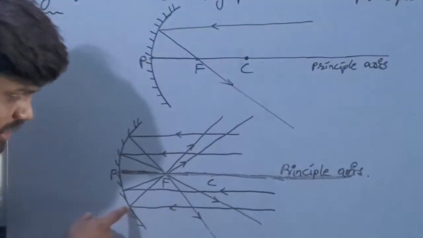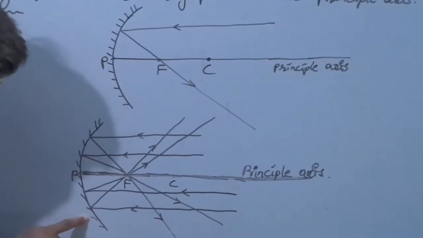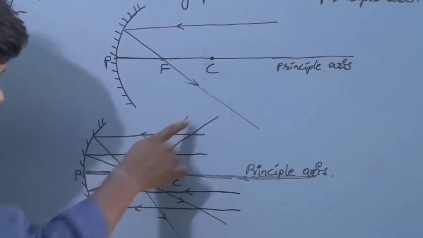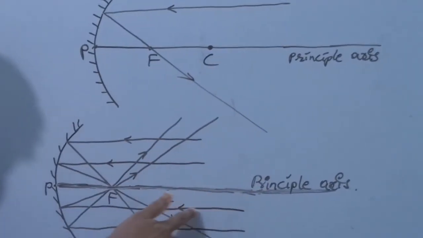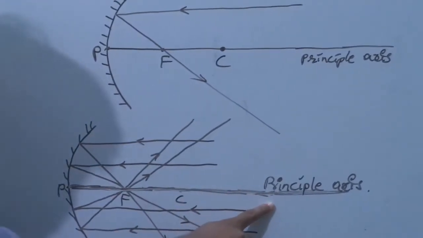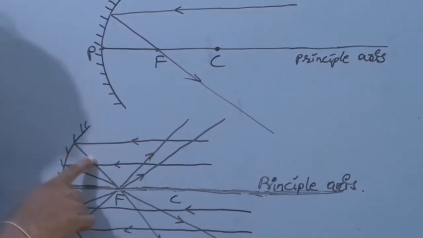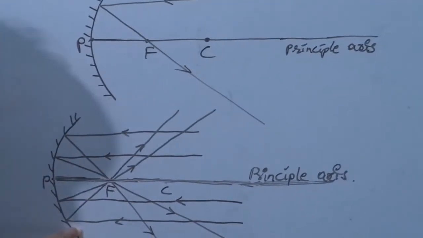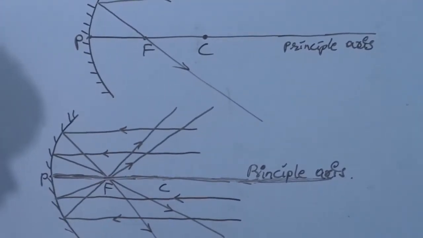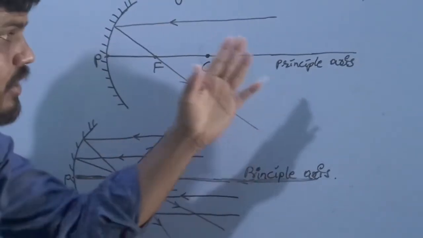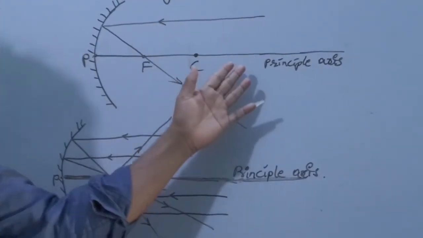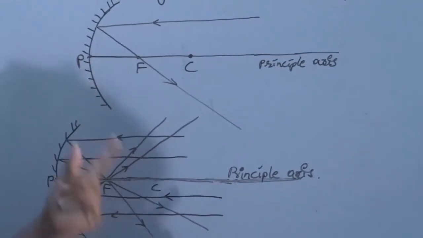After incidence on the mirror, all are passing through the focal point. See here, the 4 rays are parallel to the principal axis and they are passing through the focal point after reflection. So from this we can say, if any ray is parallel to the principal axis, it passes through the focal point after reflection.